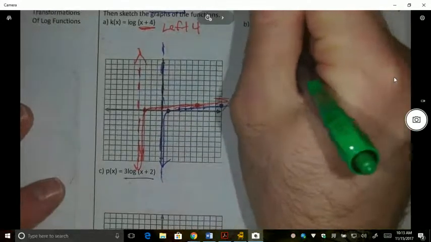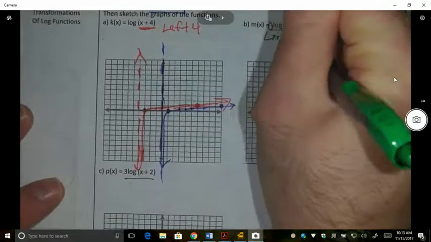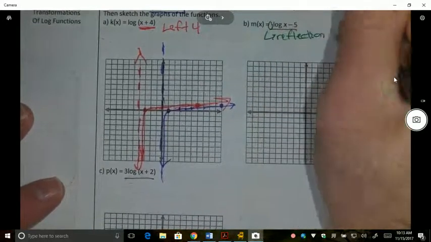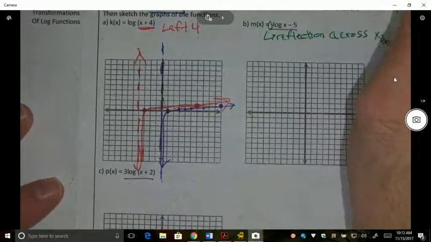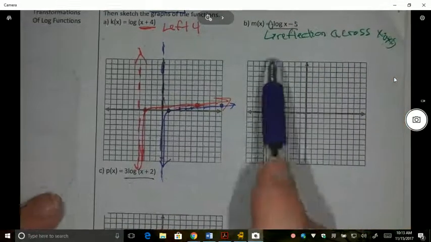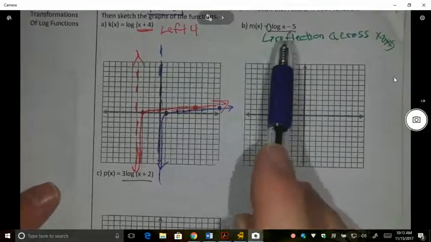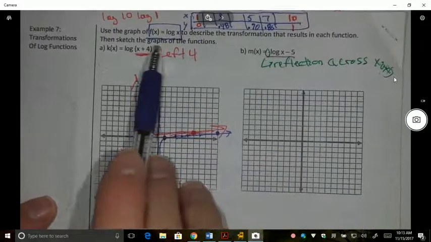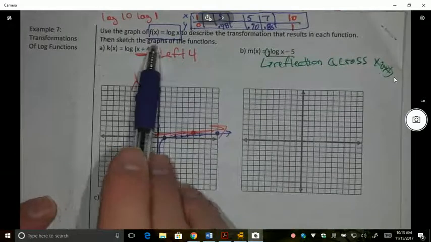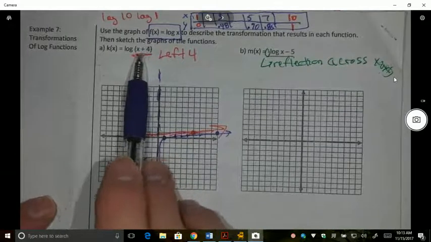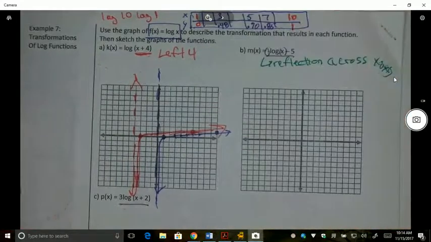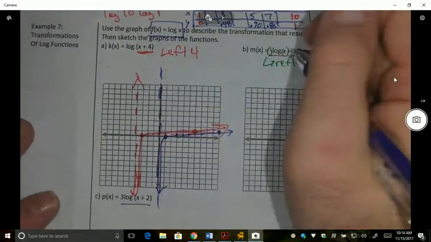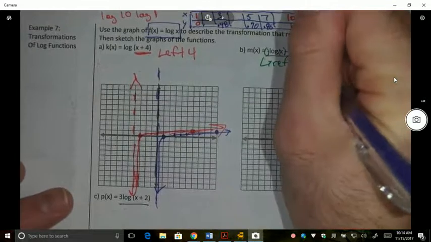The negative is a reflection across the x-axis, correct? Across the x-axis. And somebody thought this was right 5. What's the difference between this and this? This is in parentheses, so that's happening inside the logarithm. In this case, only the x is inside the logarithm, so the -5 is outside of that part, which means that this is down 5.